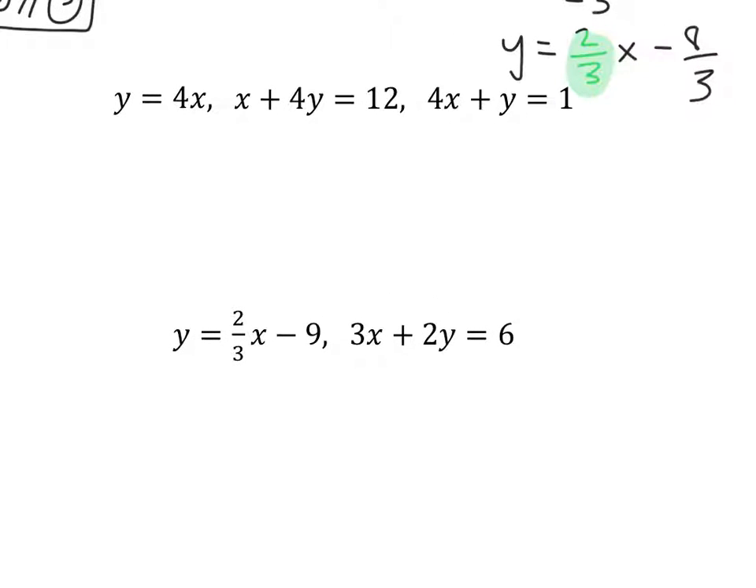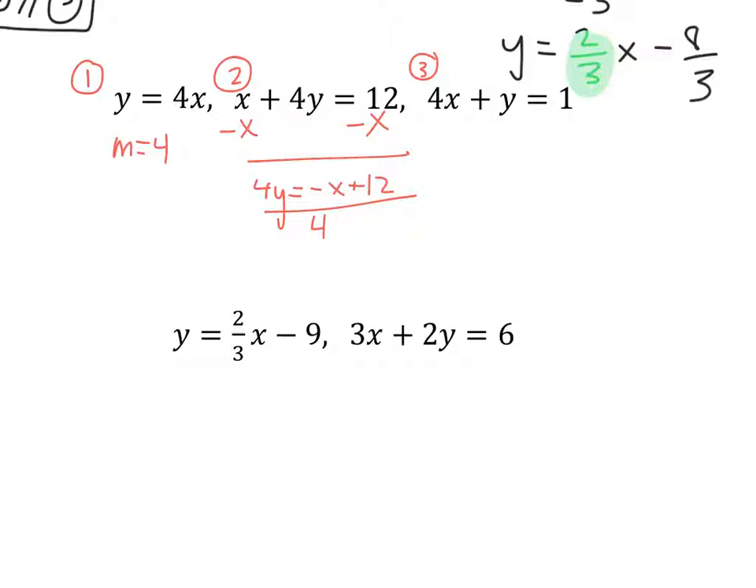Okay, so I see here line 1 is y equals 4x, 2 is x plus 4y equals 12, excuse me, and 3, 4x plus y equals 1. So on the first example, I can write down here that m equals 4 because that one's already done, but now for number 2 I have to rewrite into slope-intercept form. So I'll subtract x and divide everything by 4. y equals negative 1/4 x plus 3. So here the slope is negative 1/4.